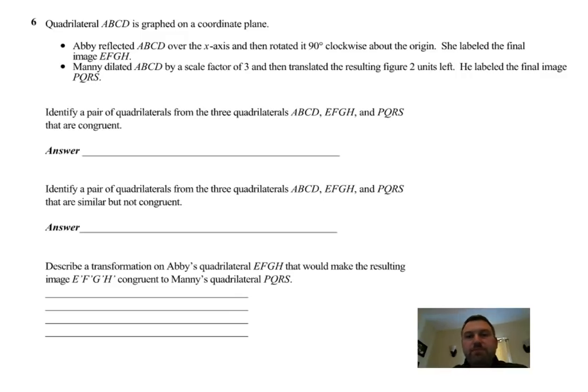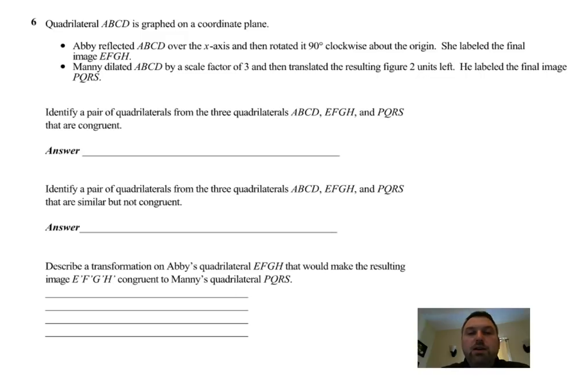Okay, so it doesn't matter what the quadrilateral is. The first bullet says that Abby reflected ABCD over the x-axis and rotated it 90 degrees about the origin. She labeled the final image EFGH. Manny dilated ABCD by a scale factor of 3 and then translated the resulting figure 2 units left. He labeled the final image PQRS.